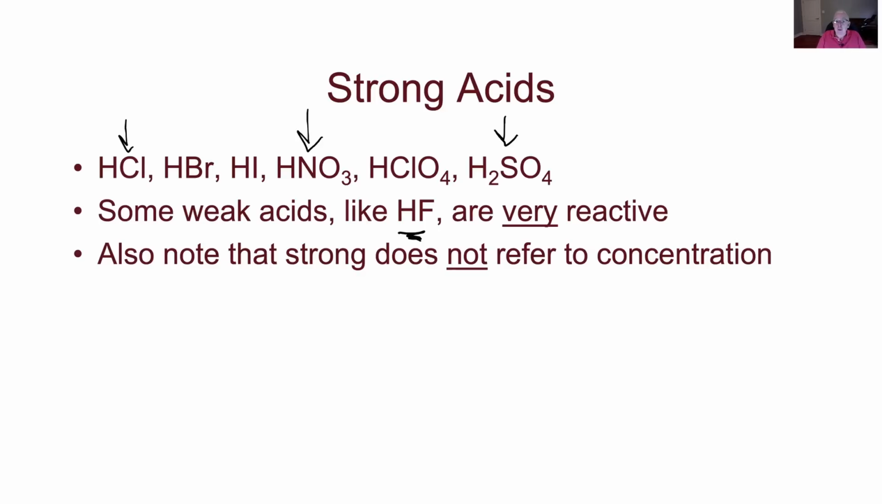Also note that calling something a strong acid doesn't mean that it's got a high molarity, right? HCl is a strong acid if it's at 5 molar concentration, or if it's at 0.05 molar concentration, it's still a strong acid just because it completely dissociates in solution. Okay, so make sure that distinction and the reason behind that distinction makes sense to you.